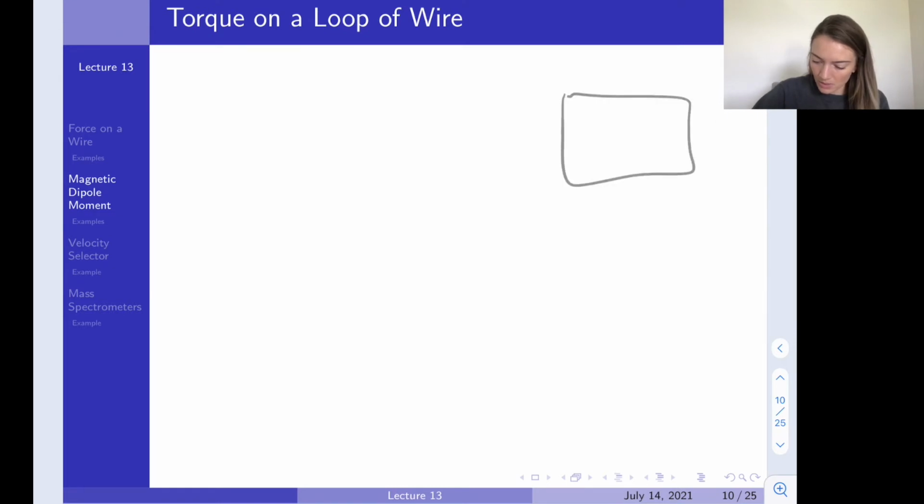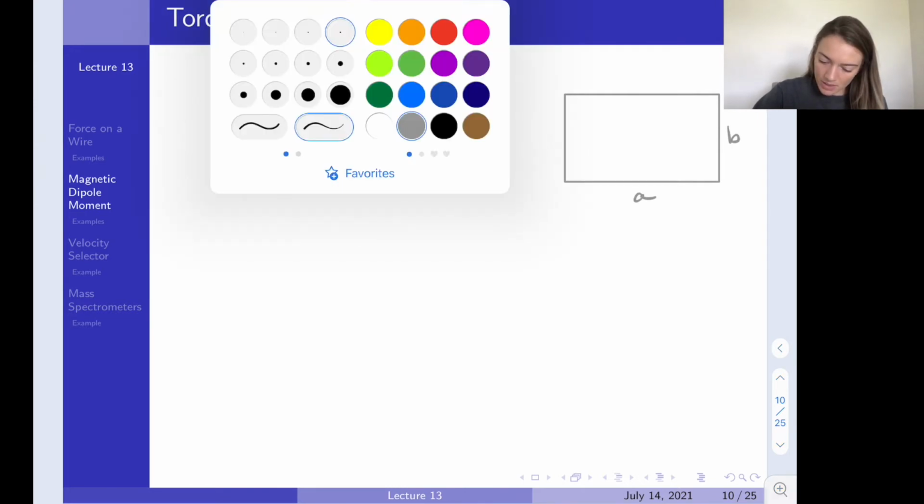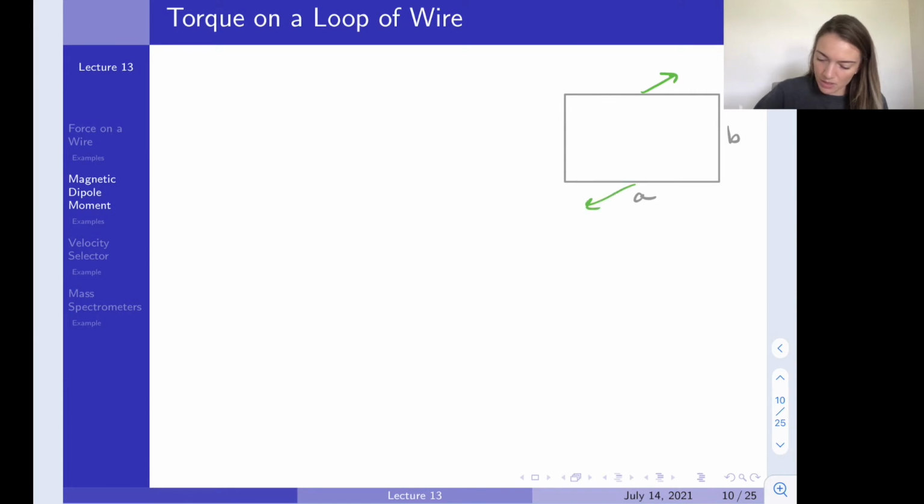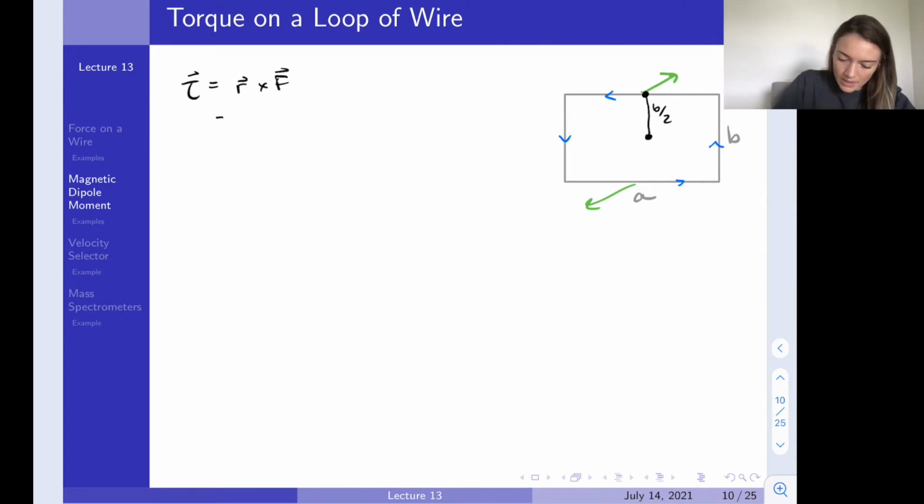So let's redraw our little wire loop. Let's say that this side has length B, and this side has length A, and we know that there is a force in that direction and a force in this direction, so there'll be some torque on this wire. And this is our direction of current. Okay, so we need our equation of torque. Torque, remember, is r cross F, where r is the distance to where that force is being applied. In this case, we'll go from the center of our rectangle up to where this force is being applied here. We can see that this distance is just b over 2, since it's half of this side. So r is just b over 2.